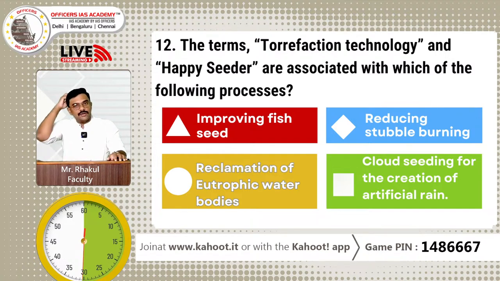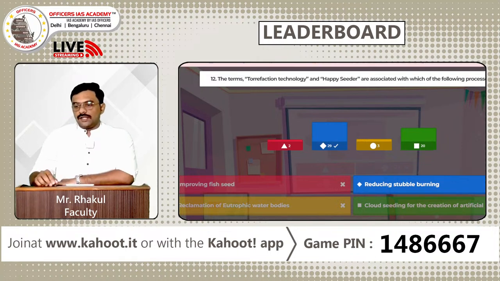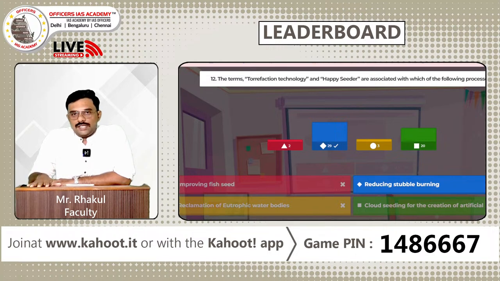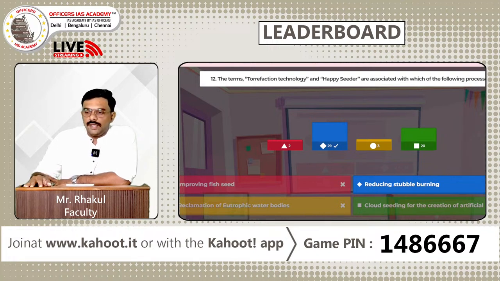Torrefaction and Happy Seeder are related to which of the following processes? Time's up. I hope everyone will be aware of the correct answer. The correct answer is option B, reducing stubble burning. Torrefaction is a technology in which the stubble wastes are burned at high temperature in a low oxygen environment. It is being used in Punjab and Haryana in recent years to reduce the pollution due to stubble burning.